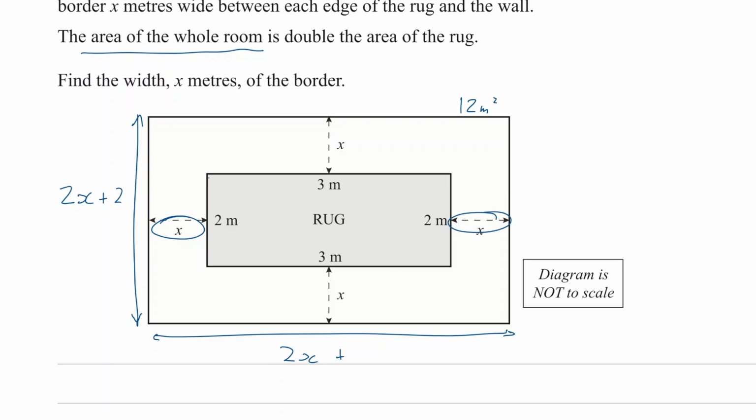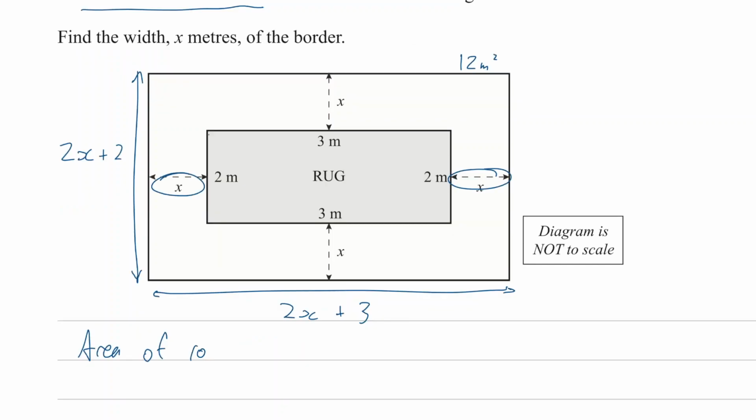Okay, now we want area. So area of room. Well, we said that's 12 meters squared, twice the area of the rug. But in terms of x, the area of a rectangle is the product of its 2 dimensions, right? So that's 2x plus 2 times 2x plus 3. For the rug, we just did 2 times 3, but for the room, we're doing 2x plus 2, the width, times 2x plus 3, the length. And so we've simplified the problem down to this.